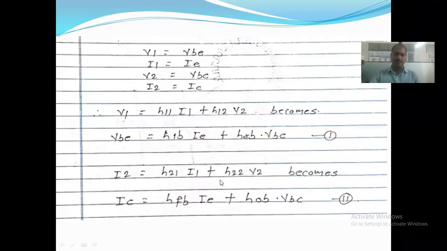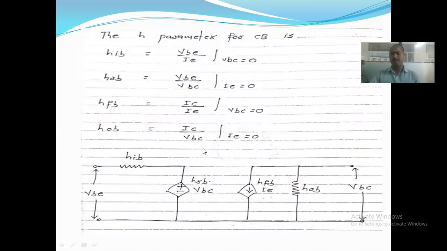HOB. To find out the HOB, we make I equal to 0, right? So I equal to 0 indicates that the whole thing should be 0. So HOB equal to IC divided by VBC. Okay. This thing we have to plot here. Accordingly, this will be formed.